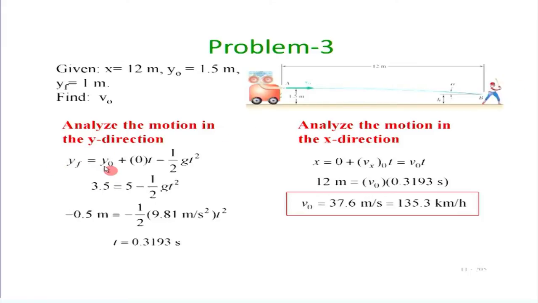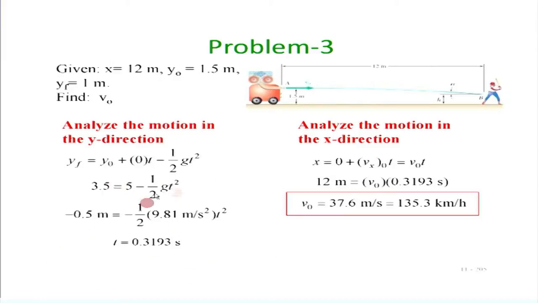So yf is equal to y0 plus 0t. Why? Because the ball is projected in the horizontal direction, so there is no velocity in the vertical direction. So yf is equal to y0. So this is not 3.5, this is not 5. Just note one thing, that this will be 1.5. And the difference will come out to be minus 0.5, okay, minus half gt square.